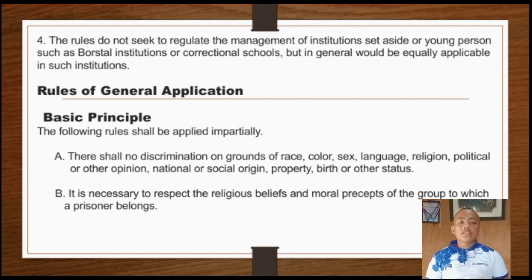Fourth, the rules do not seek to regulate the management of institutions set aside for young persons, but in general they would be equally applicable in such institutions. Categories of young prisoners should include at least all young persons who come within the jurisdiction of juvenile courts. As a rule, such young persons should not be sentenced to imprisonment.